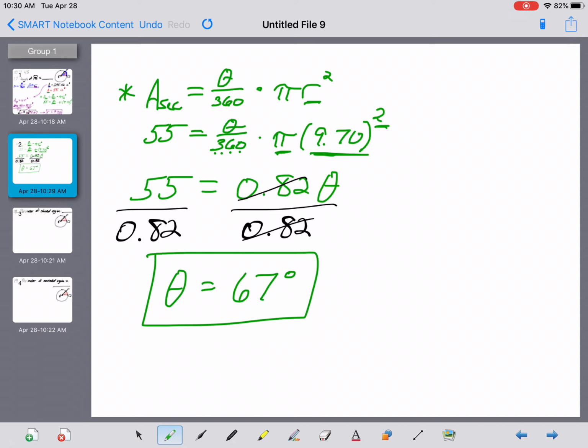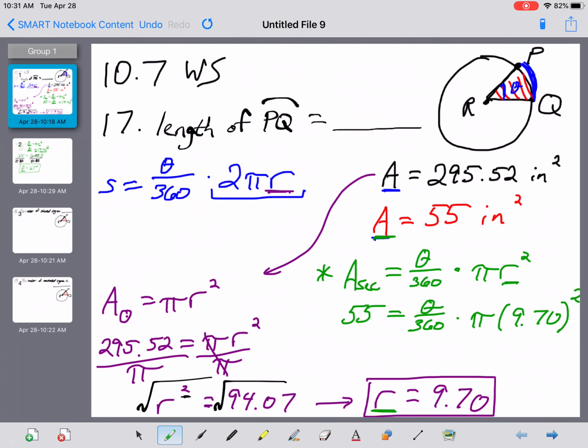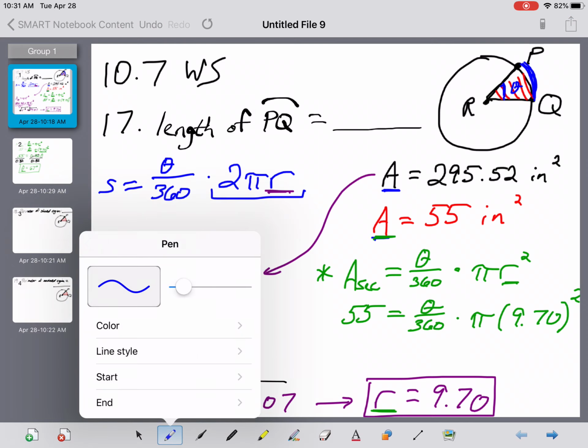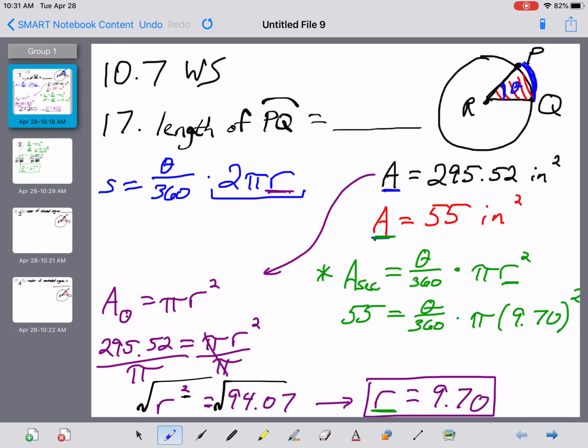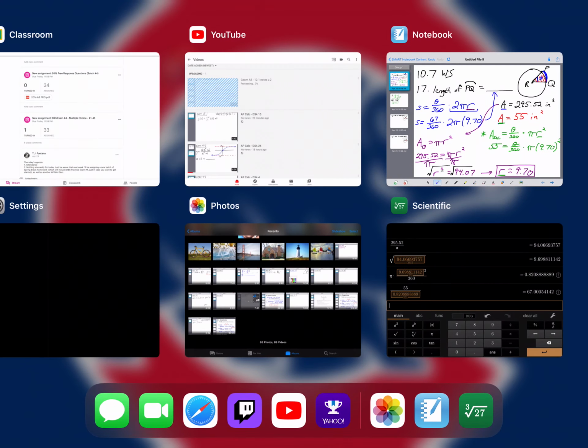Okay, so boy, that took a lot of work, but we now know the value of theta. And let me go back a page. We know the value of r. So back to where we were right up here in blue. We were trying to come up with the length of this arc. I think we now know what we need. So arc length is equal to 67 over 360 multiplied by 2 times pi times a radius of 9.70. And it's ugly, but I think we can just dump all of that directly into the calculator and get our answer here. So let's try this, guys.